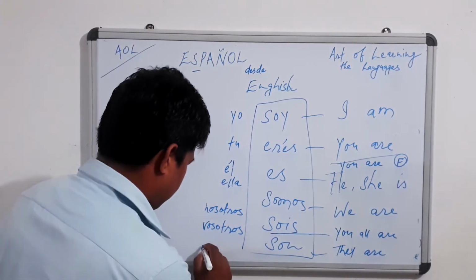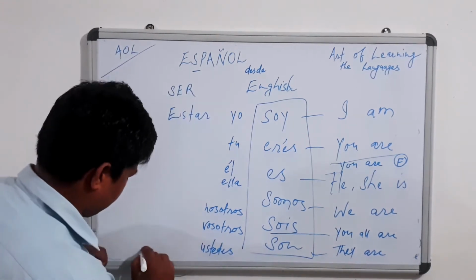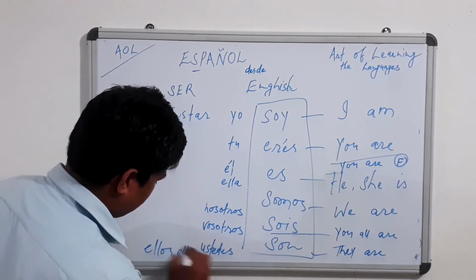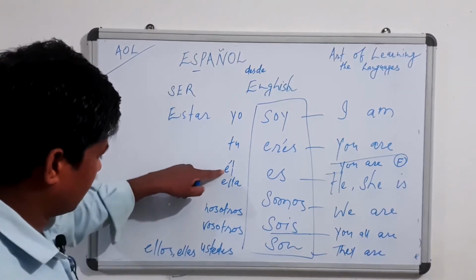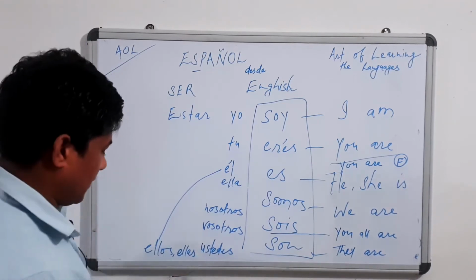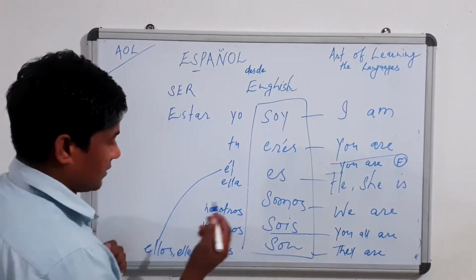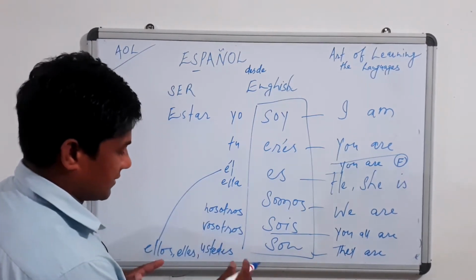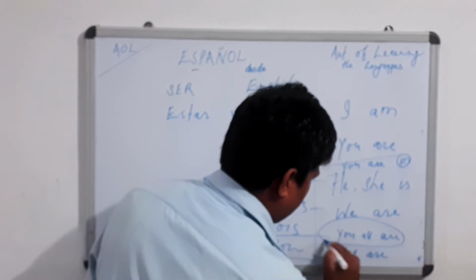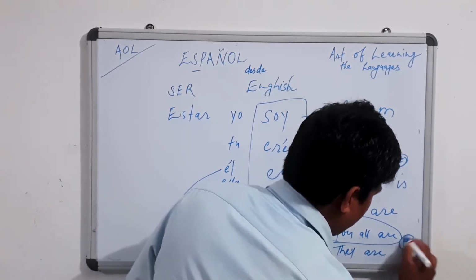And son goes with ustedes and ellos, that is the plural form of él, that means he, and ellos means they. Ella, that means she, and ellas, that means they. Also, there is one form that I have used here, ustedes, that is in the plural form, and it shows you all are. It also shows you all are, but in a formal, honorific way.